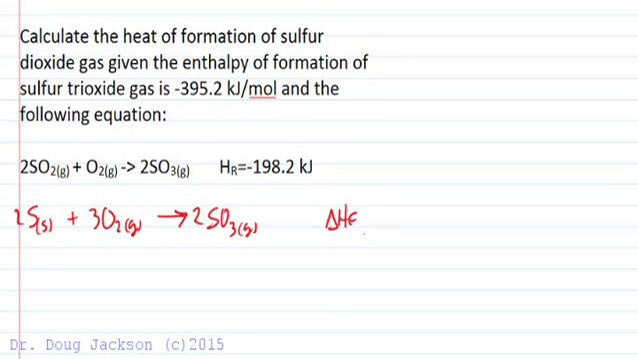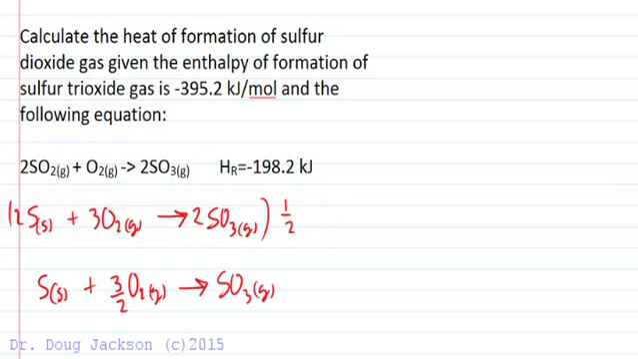One mole formed is the heat of formation, so we actually have to divide the equation that we are given by 2. And so when we do that, we use one of our properties that we had, and we get sulfur, one of them, 3/2 of oxygen gas, and we get 1 sulfur trioxide. And this delta H of formation we just said is negative 395.2 kilojoules per mole.